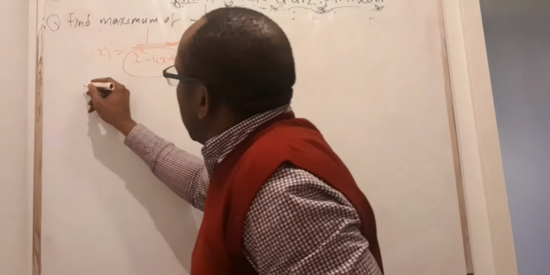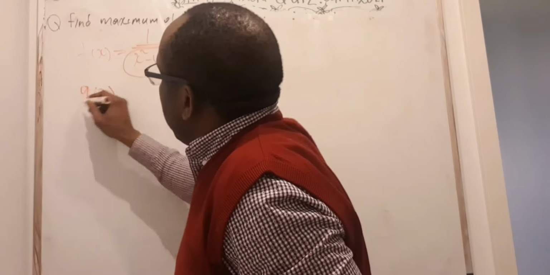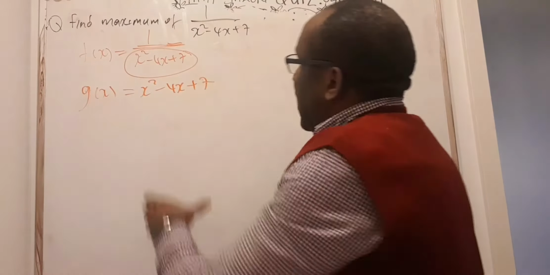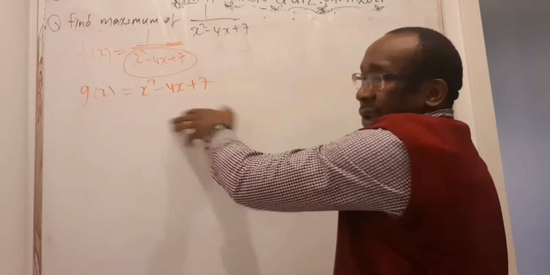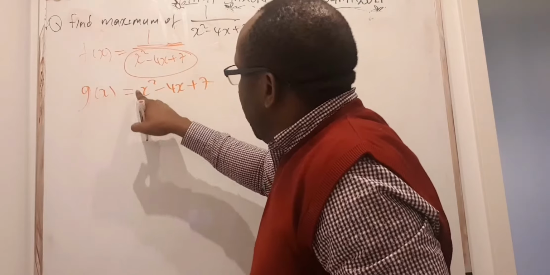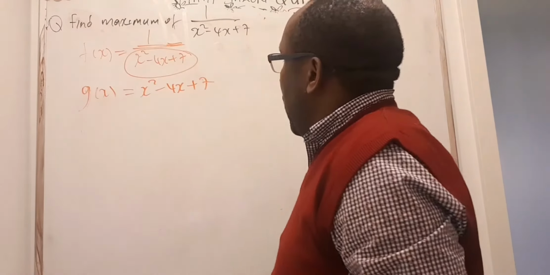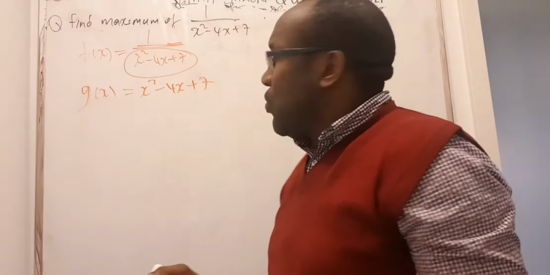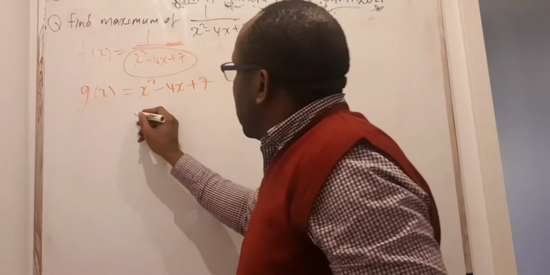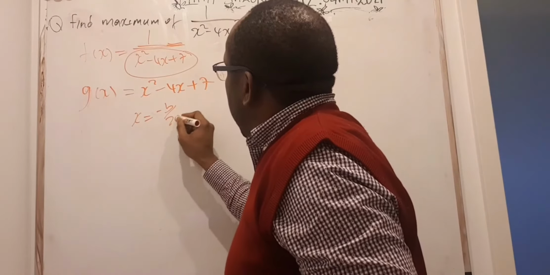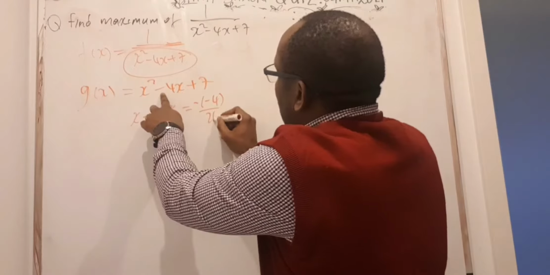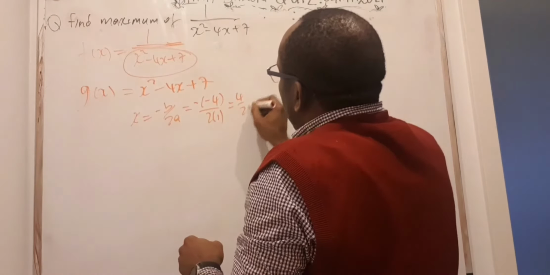of f of x. So let's say g of x is equal to x squared minus 4x plus 7. There are several ways you can look for the minimum of that number. We see that it's a minimum function because the coefficient here is positive. If it was in secondary school, I would not apply a derivative. We will just say that the turning point coordinate of x is equal to minus b on 2a. If you do that here, that is minus 4 divided by 2 times 1, and that is 4 on 2, and that is 2.